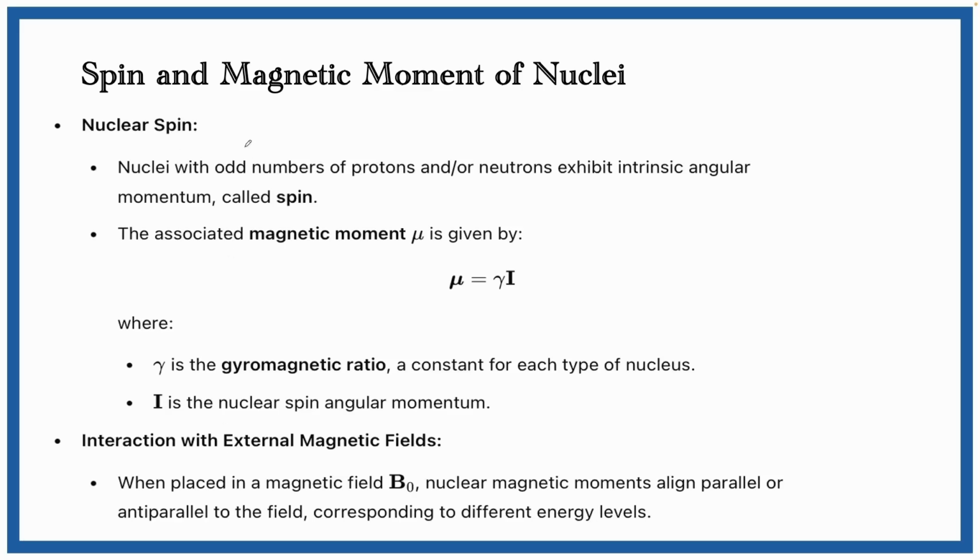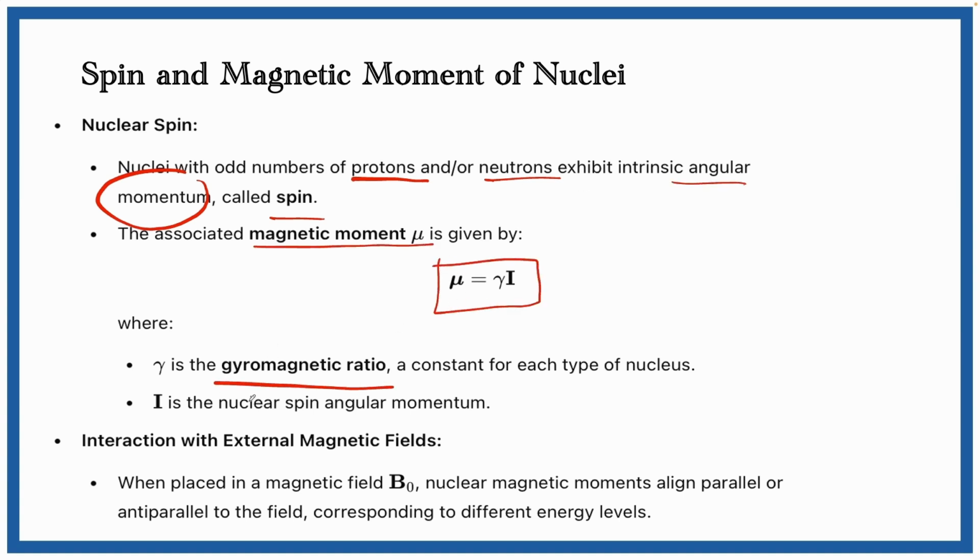Now we are going to learn about spin and magnetic moment of nuclei. So what is nuclear spin? Nuclei with an odd number of protons and neutrons exhibit an intrinsic angular momentum called spin. The associated magnetic moment mu is given by mu equals gamma I, where gamma is the gyromagnetic ratio and I is the nuclear spin angular momentum.